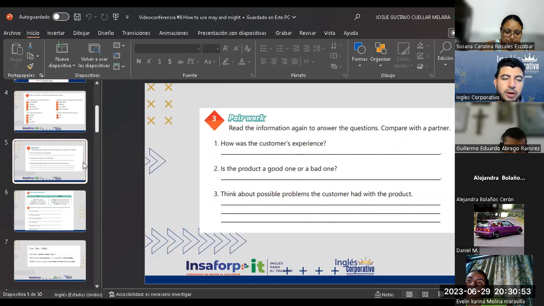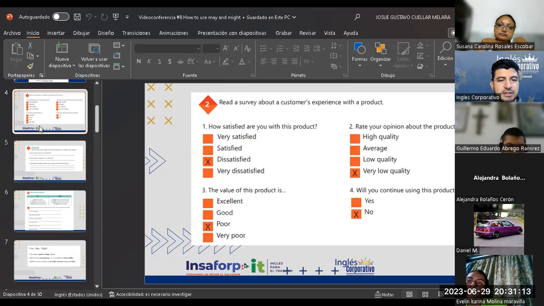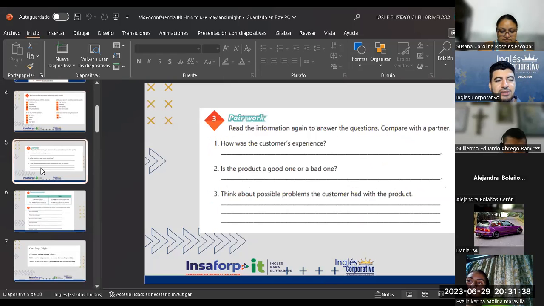Okay, David, 1, 2, or 3? Two. Okay. Is the product a good one or a bad one? What do you think? Good one. Well, it says the value of this product is, el valor de este producto es pobre. So it is not good, right? Es como pobre el producto. Aquí dice low quality, baja calidad. So bad, because it's negative. Thank you.